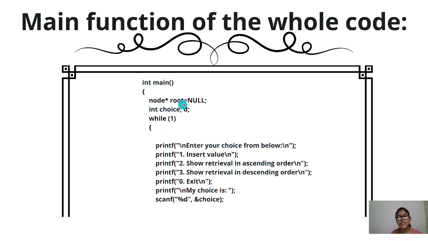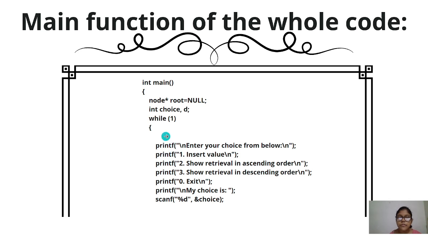Node start root is initializing a root of node start type, and for not becoming a dangling pointer, we are initializing it with a null. And taking a choice: the variable choice is for taking the choice from the user, d is for taking data from the user, that we will use in case 1. And these 2 are of type int.